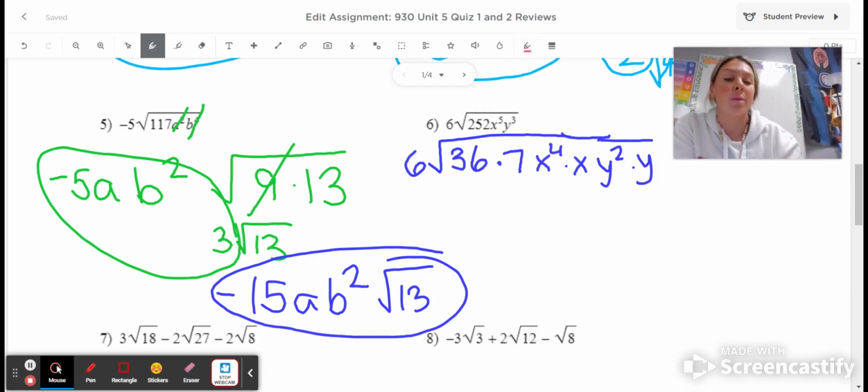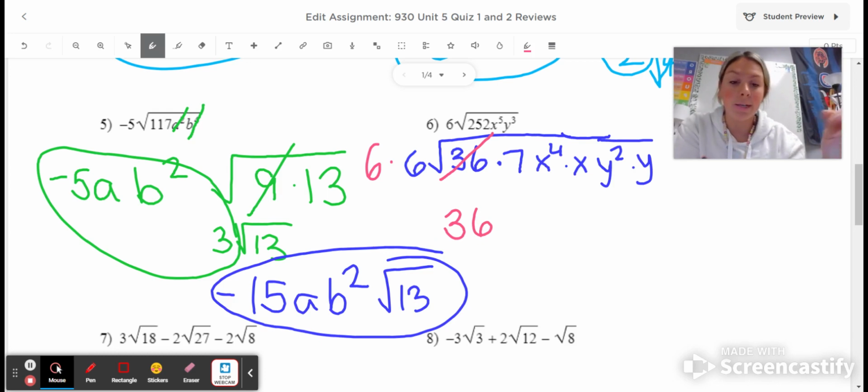Now let's go through simplifying underneath the radical. The square root of 36 is 6. Since I already have a 6 outside, I'm going to multiply those to get 36. The square root of 7 cannot simplify, so I'm leaving that. The square root of 7 can't be simplified, so that's going to stay underneath the radical.